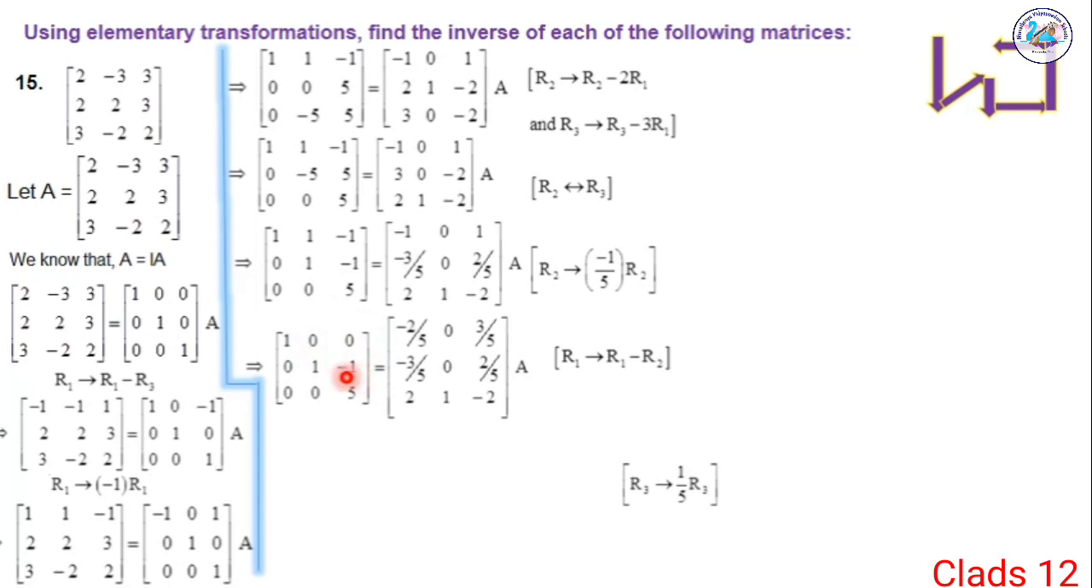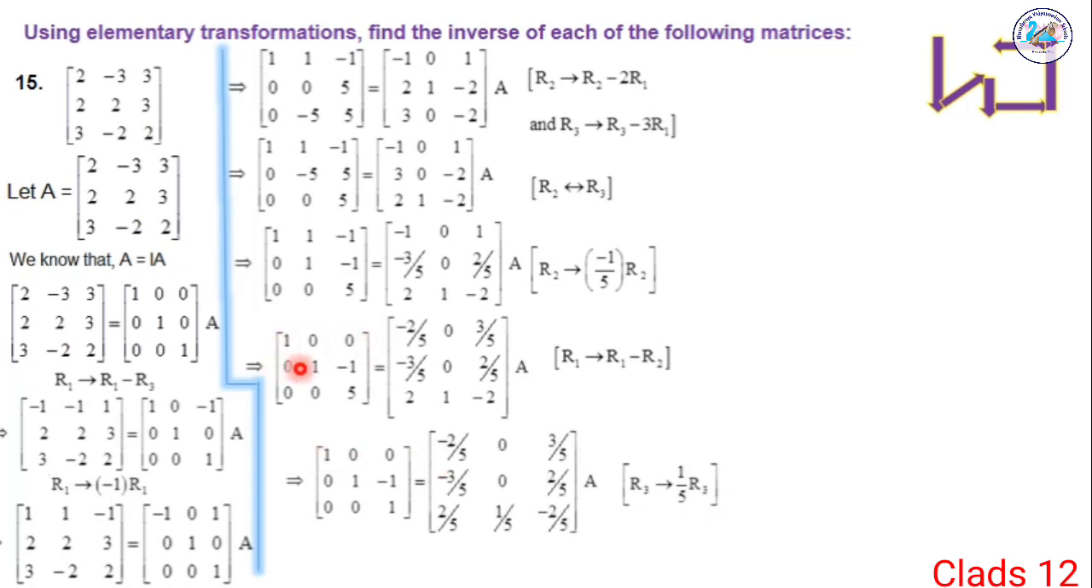So next we have to come here, that is 5. We can make it easily 1. That is R3 changes to 1 by 5 R3. Just multiply with 1 by 5. Implies R1 remains the same, 1 0 0. R2 remains the same, 0 1 minus 1. Then R3, 1 by 5 into 0, 0. 1 by 5 into 0, again 0. Then 1 by 5 into 5, that is equal to 1. On the right side matrix, R1 remains the same and R2 remains the same. R3 is changing, that is 1 by 5 into 2, that is equal to 2 by 5. 1 by 5 into 1, that is equal to 1 by 5. Then minus 2 into 1 by 5, that is equal to minus 2 by 5.